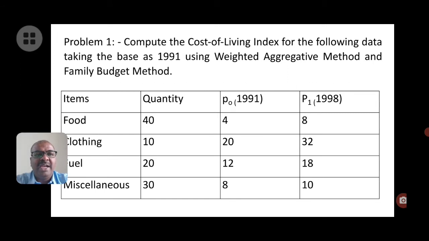We have been given different items: food, clothing, fuel, and miscellaneous, and they are given as the quantity, which is denoted by Q0, 40, 10, 20, and 30, price, which is P0, 4, 20, 12, 8, and the prices of the current year 1998, which is P1, 8, 32, 18, and 10.